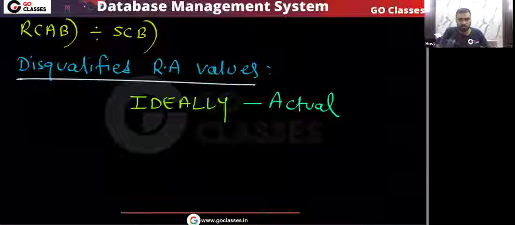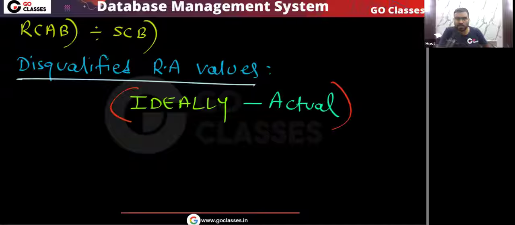Just tell me this point. From the ideal, if I remove actual, then what will I get? These are A values. Ideal minus actual. What will these A values be? Please tell me. Let me know. These are disqualified. Yes or no? Is this clear?